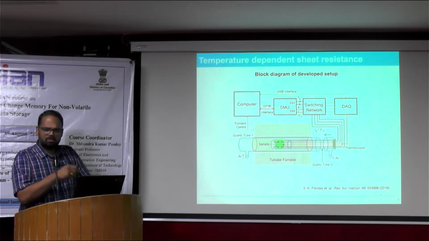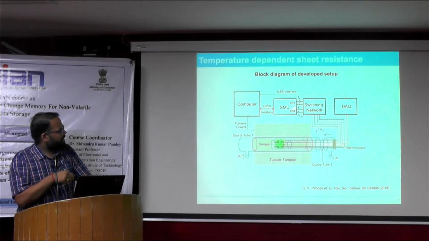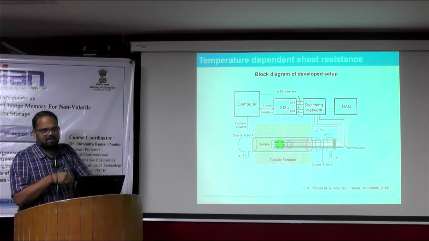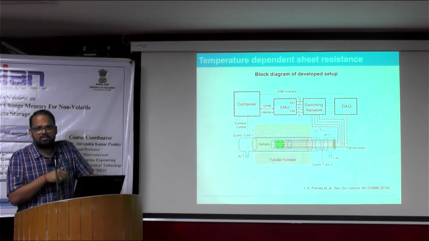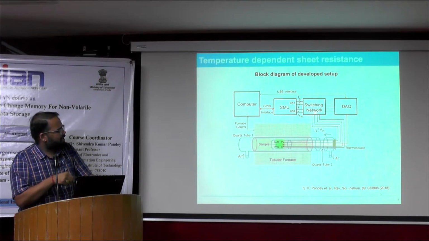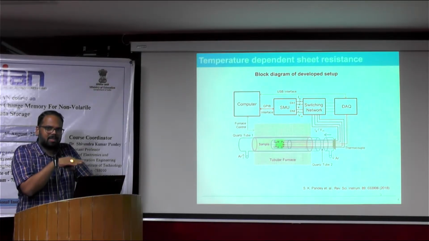So how it will do, we will see this thing. This is the electrical setup basically. And then along with that, you have a switching network. The switching network has a special purpose for measurement of this thin film. It's a kind of switching; it is switching the terminals.